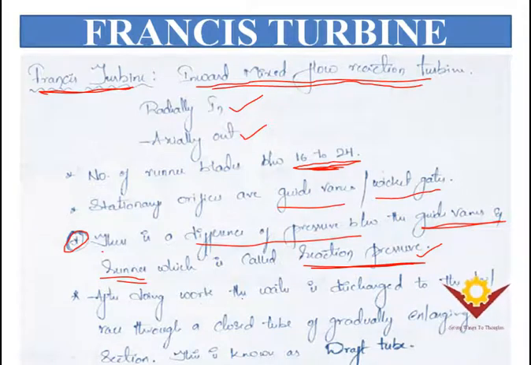After doing work, the water is discharged to the tail race through a closed tube of gradually enlarging section. This is known as the draft tube. We'll see more about this in the coming sessions. Try to remember this: the Francis turbine, or modern Francis turbine, is an inward mixed flow reaction turbine.